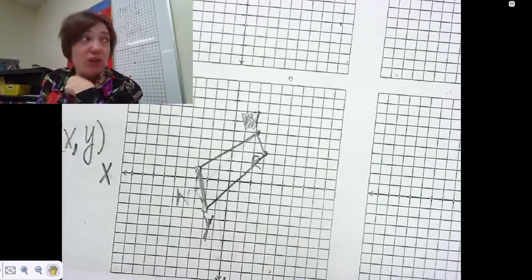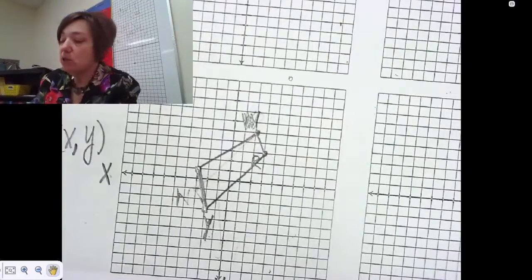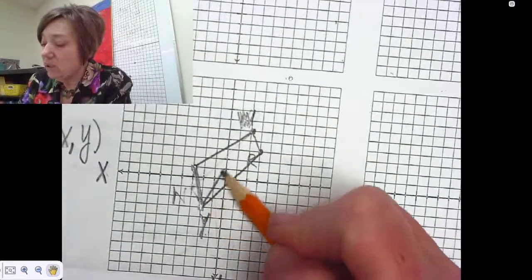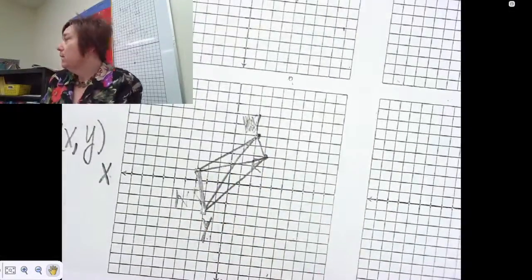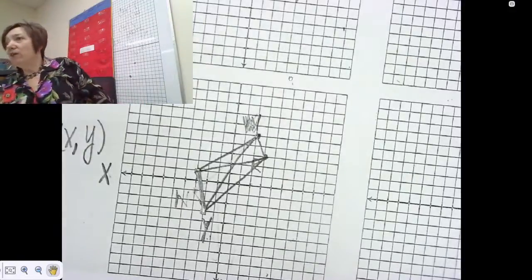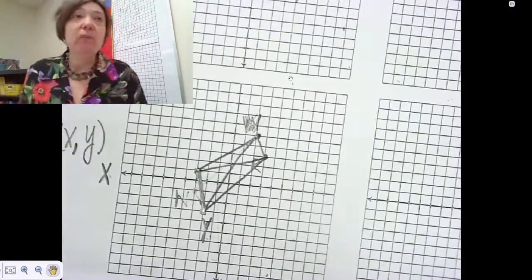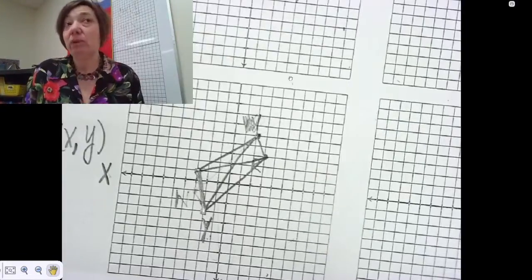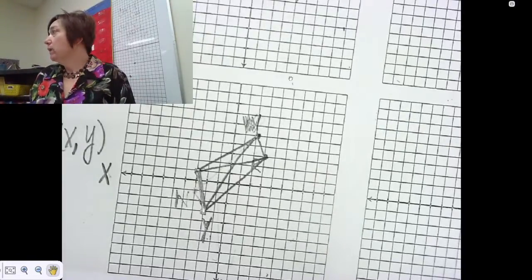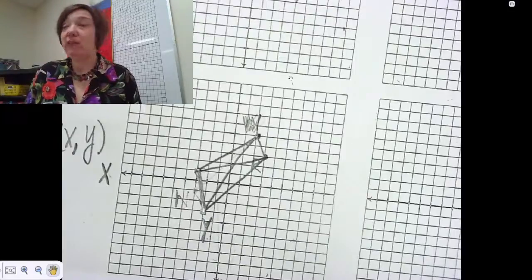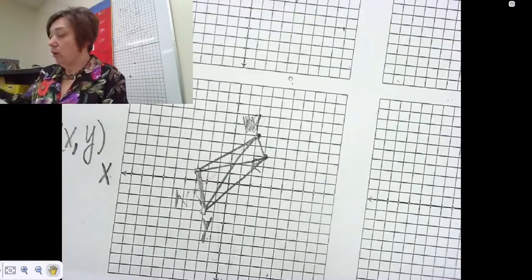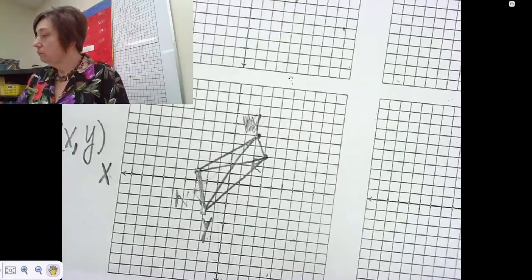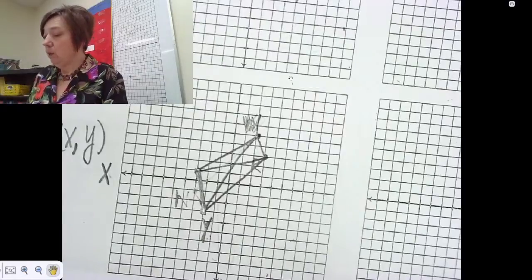Just looking at it, is that going to be a parallelogram? No. But we need to prove it's not. To prove it, they want us to use midpoint, which means we're dealing with diagonals. They want us to find the midpoint of both diagonals. If the midpoint of both diagonals is the same, it is a parallelogram. If the midpoints are different, it's not. Okay? So, how do you find midpoint? Do y'all remember how to find midpoint?